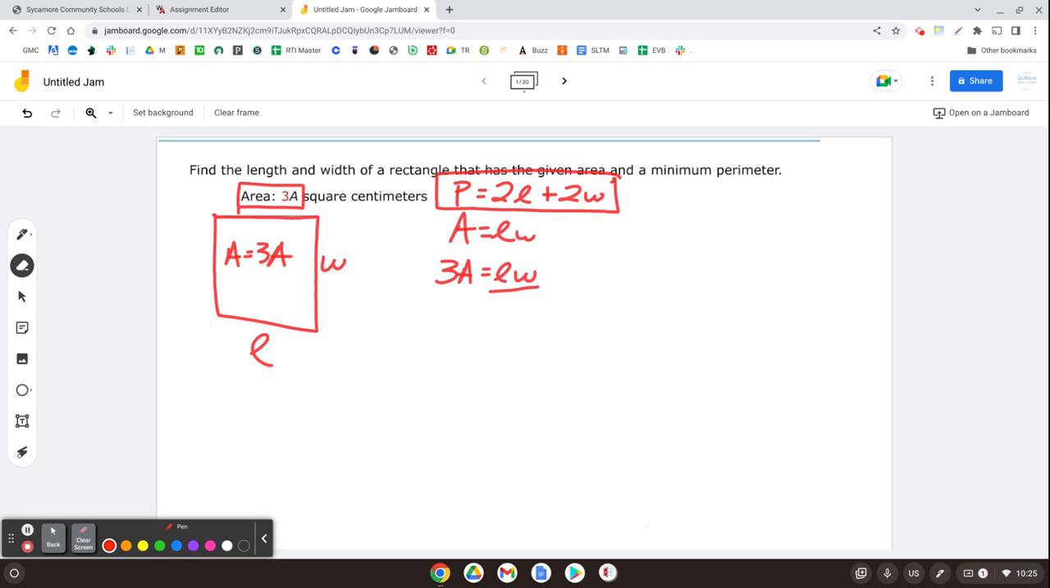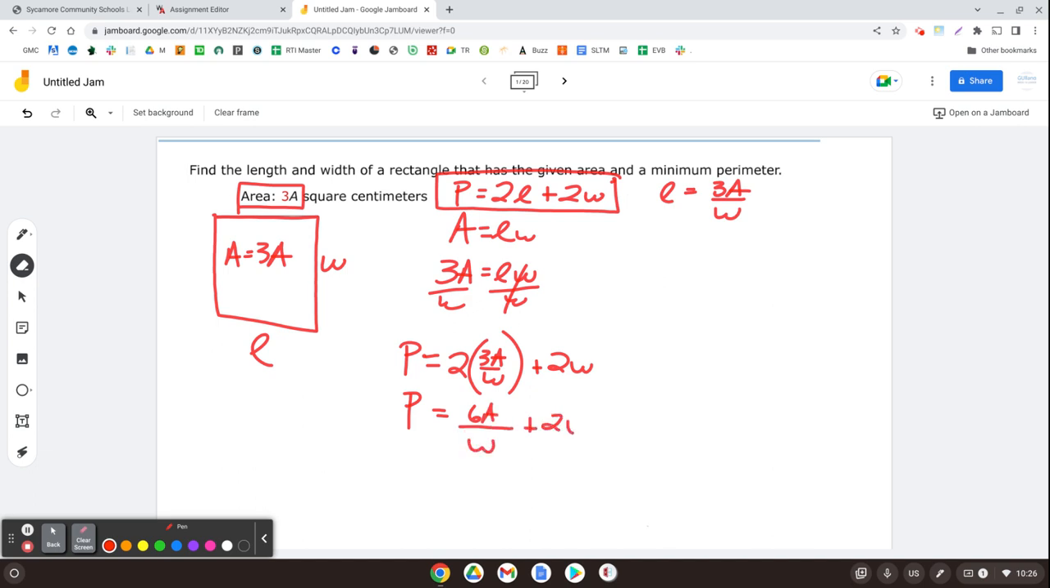And so to solve it for L, I could divide each side by W. And you get L is 3A over W. Okay? So now I can make this perimeter equation 2L. All right, well, 2 times 3A over W plus 2W. Okay, so the perimeter is 6A over W plus 2W.